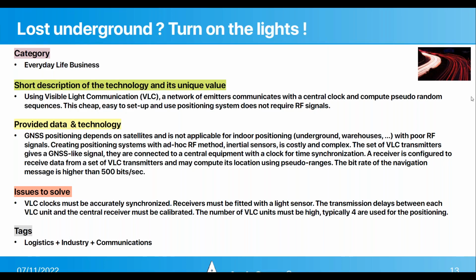This method can be useful, especially where satellite positioning is not possible. For example, underground or in warehouses, where the GNSS signals are quite poor, and therefore your accuracy is going to be degraded. Again, this method is quite interesting because simply based on visible light, you can localize objects, and you don't require any radio frequency signals.